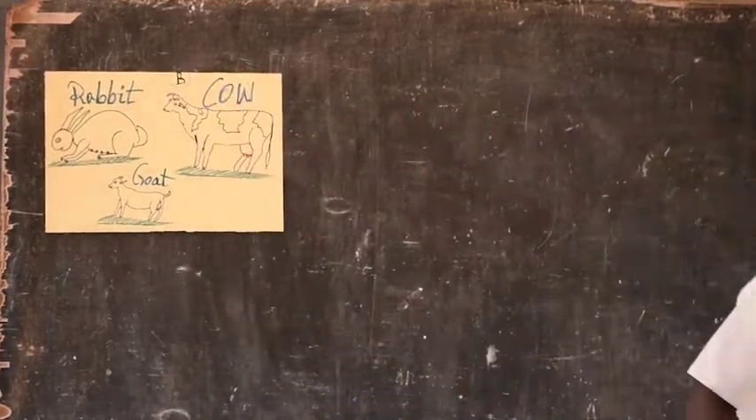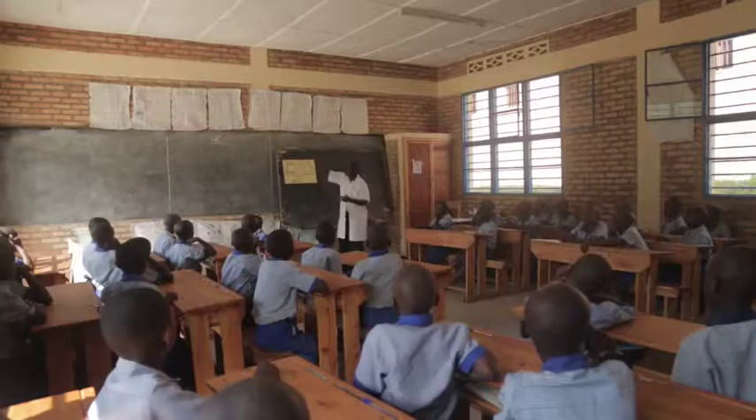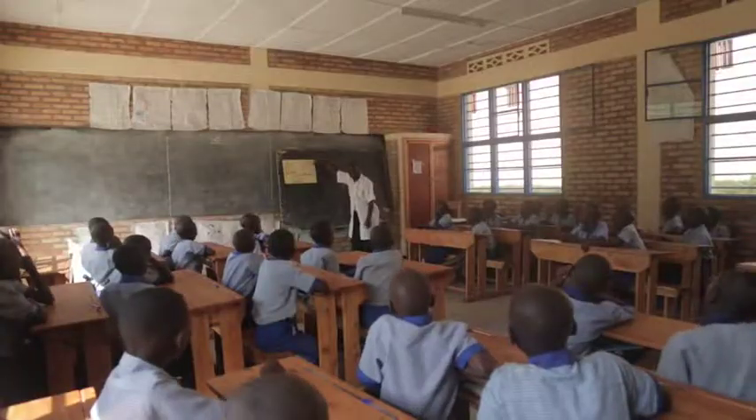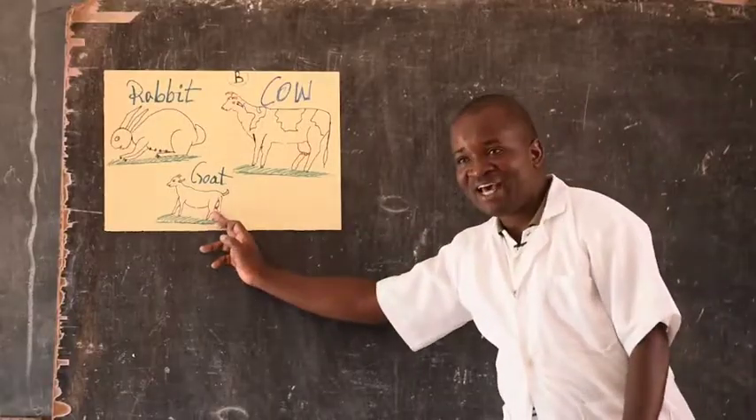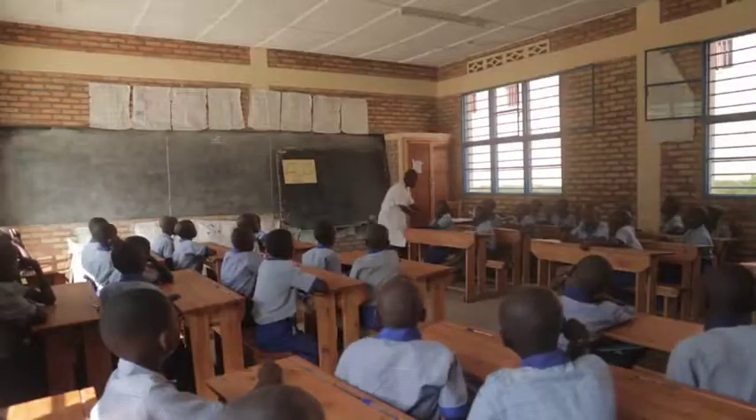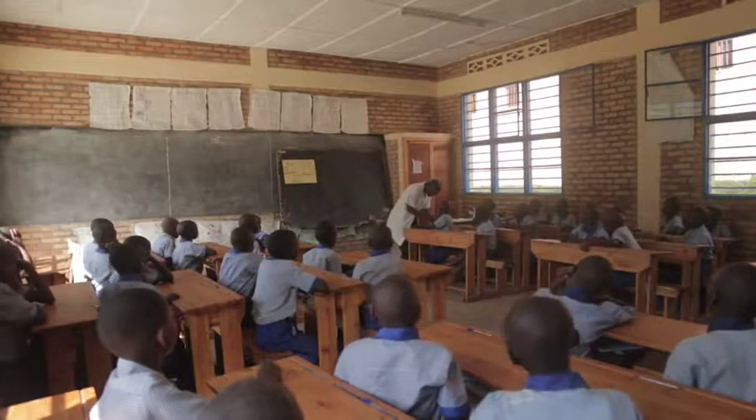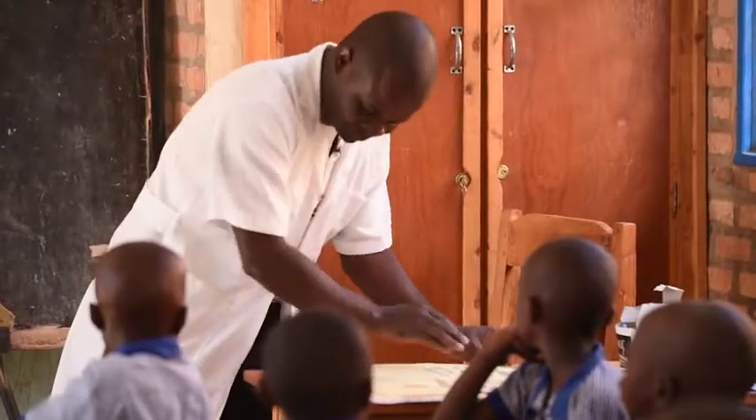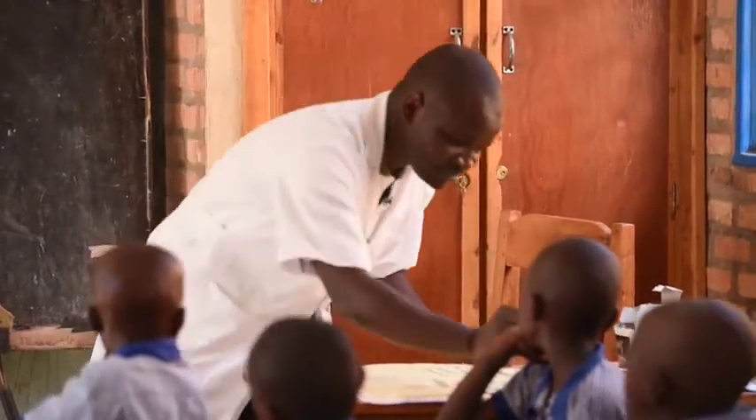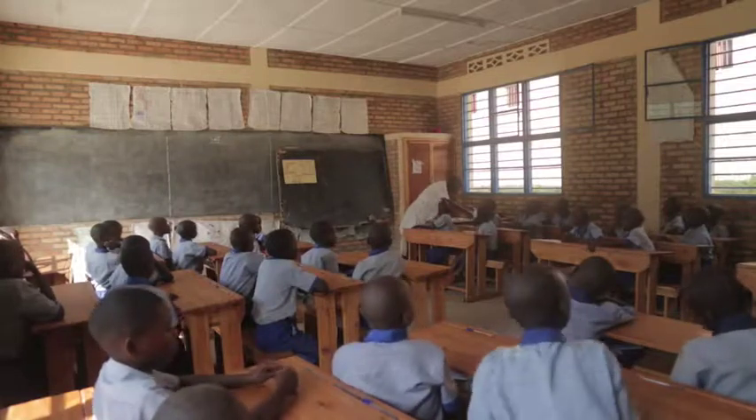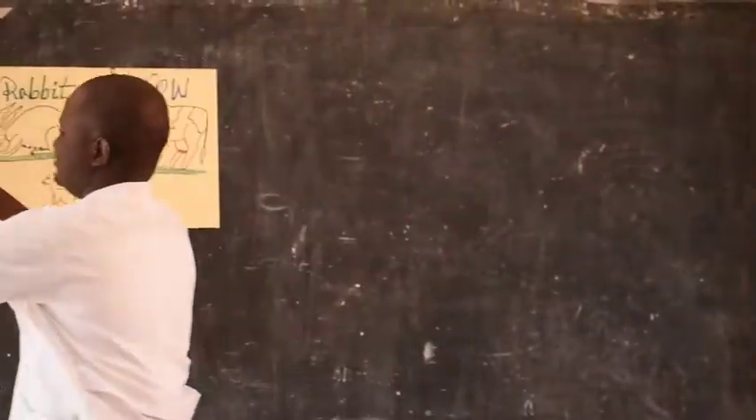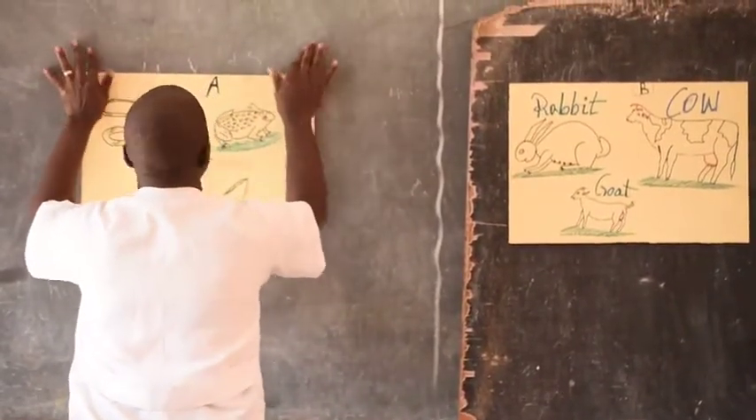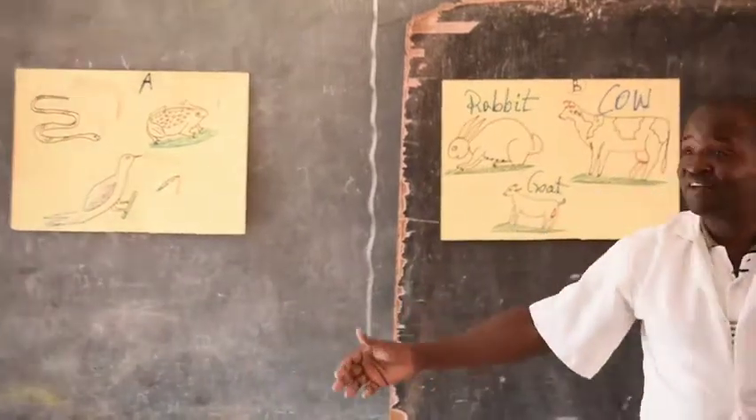Okay, let's pronounce all these animals. All of them. This is a rabbit. And this is a cow. This is a goat. Good. Let's observe the other animals here. I think you know them. Okay, we have the animals there.